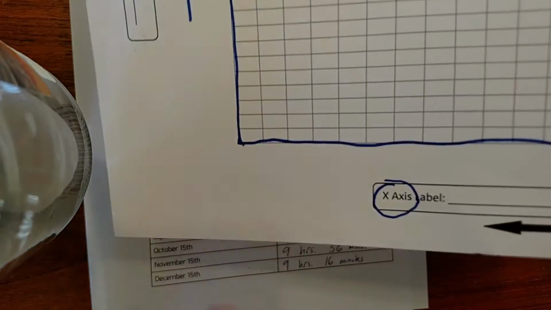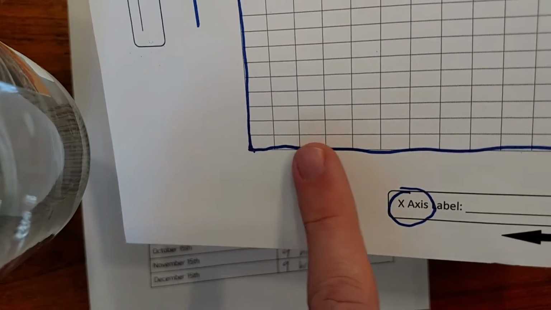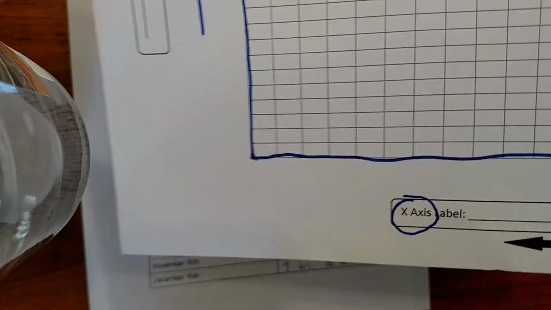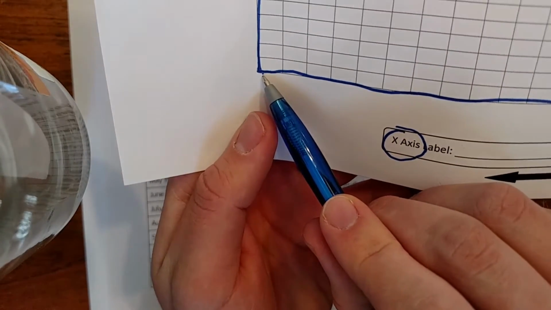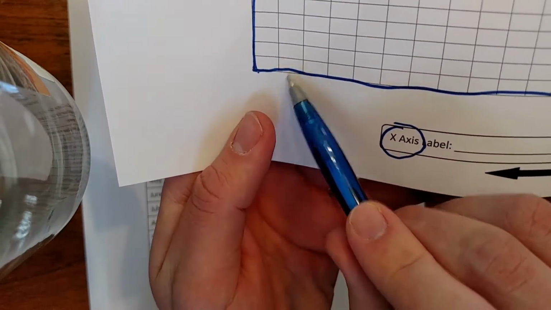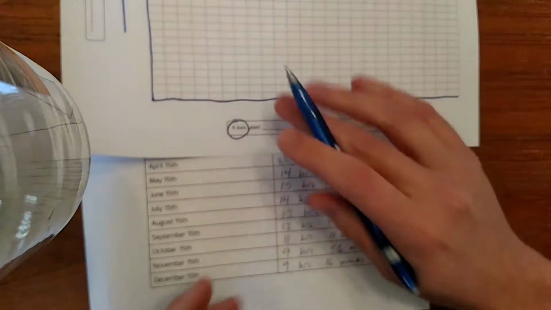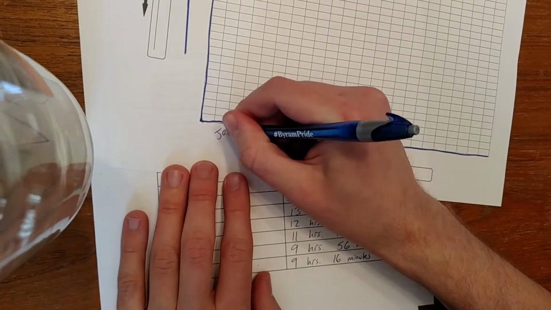So this graph is designed so that every 2 little lines across right here is going to be 1 month. So I'll show you how to do this. Start right here at the end. All right, we're going to count 2 lines. 1, 2. That is going to be where we write January.